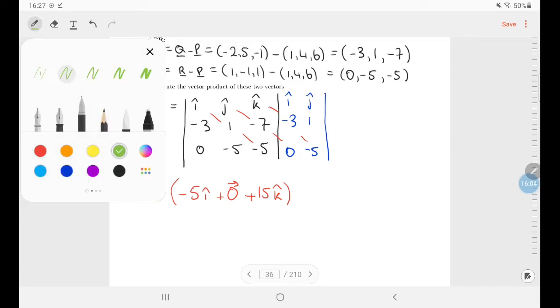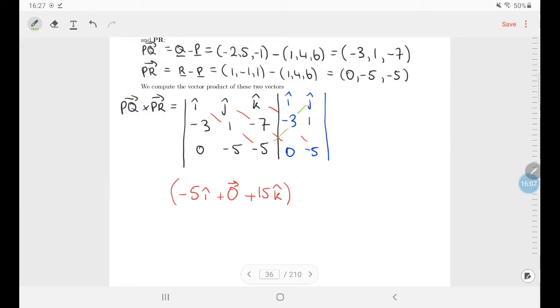Now what about the left down diagonals? j by minus 3 by minus 5, i by minus 7 by minus 5, k by 1 by 0. The minus 3 by the minus 5 gives me 15 by j. Minus 7 by minus 5 there is plus 35 by i. And then k by 1 by 0 is the 0 vector. You're okay if you just write 0, to be honest, but it is different.